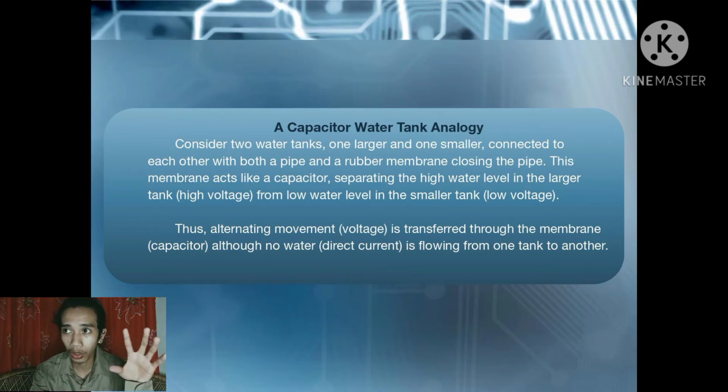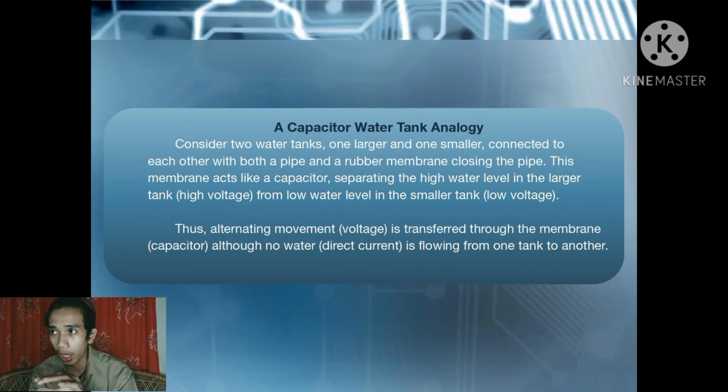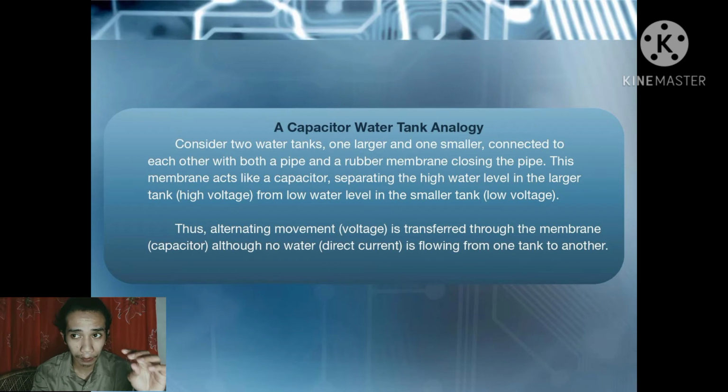So there would be a bigger tank and a smaller tank, and they are both connected with a pipe with a membrane between that closes the pipe. I mean, there's a rubber membrane that is closing the pipe. So you can imagine what it looks like.